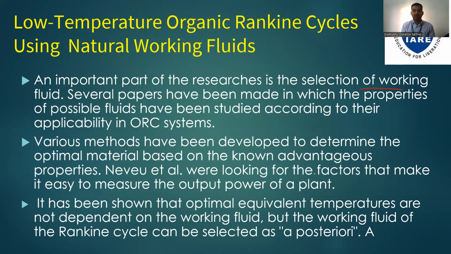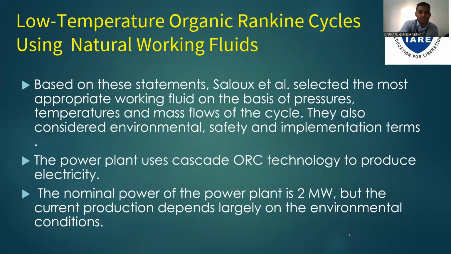We are looking for factors that give an easy measure of the output power of a plant. It has been shown that optimal equipment temperatures do not depend on the working fluid, but the working fluid of a Rankine cycle can be selected a posteriori. Based on this, the most appropriate working fluid is selected on the basis of the pressures, temperature, and mass flow of the cycle. They also consider environmental safety implications.